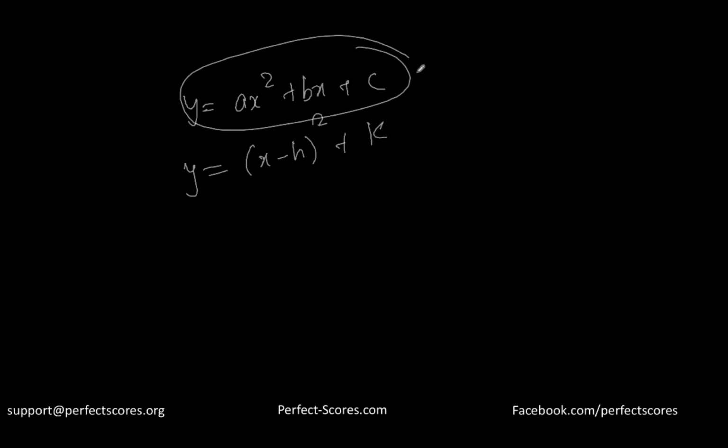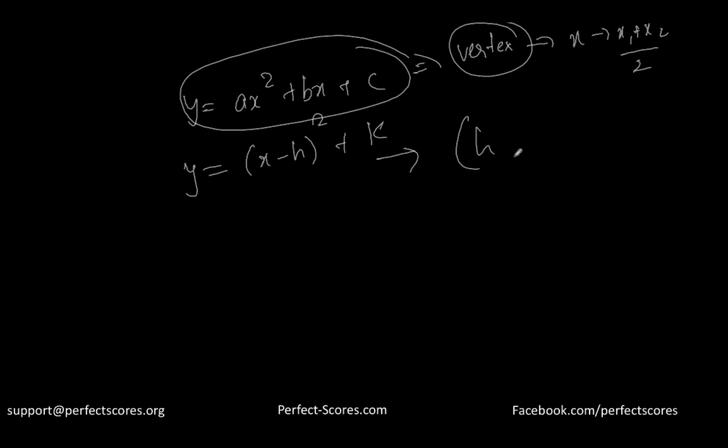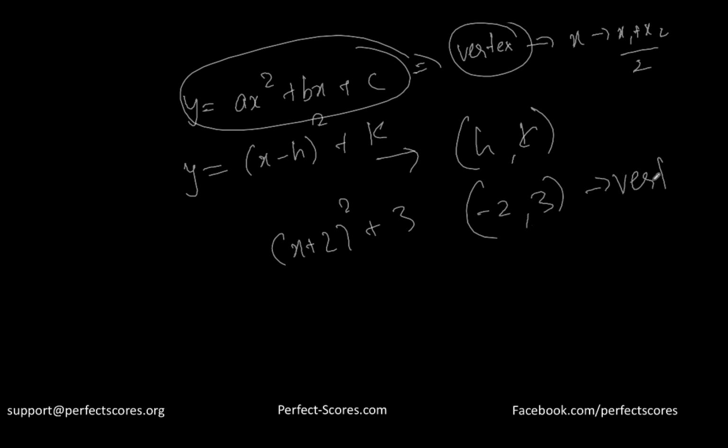So in this case, the vertex of this quadratic function has its x coordinate given by the average of the roots. But in here you don't have to actually do that. You can clearly find the vertex, that is just simply h comma k. So if this is x plus 2 whole square plus 3, the vertex is going to be at negative 2 comma 3, because this is positive 2, and see the formula right there. So it has to be negative 2 comma 3.